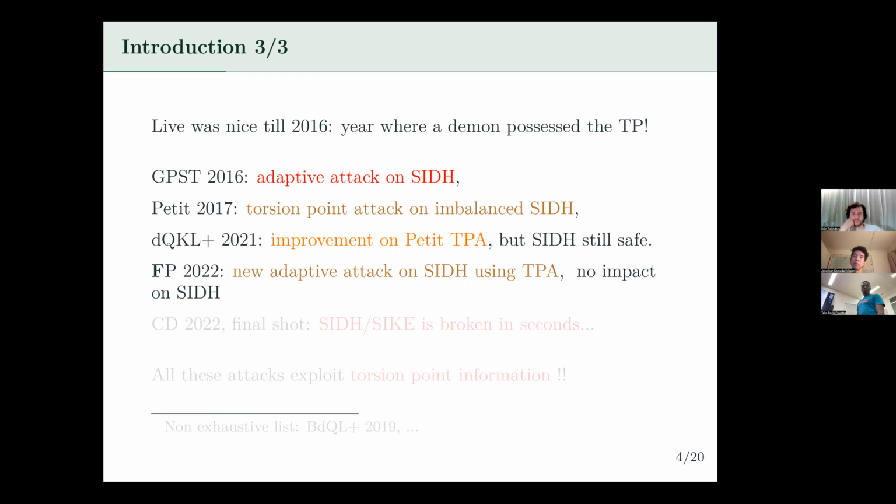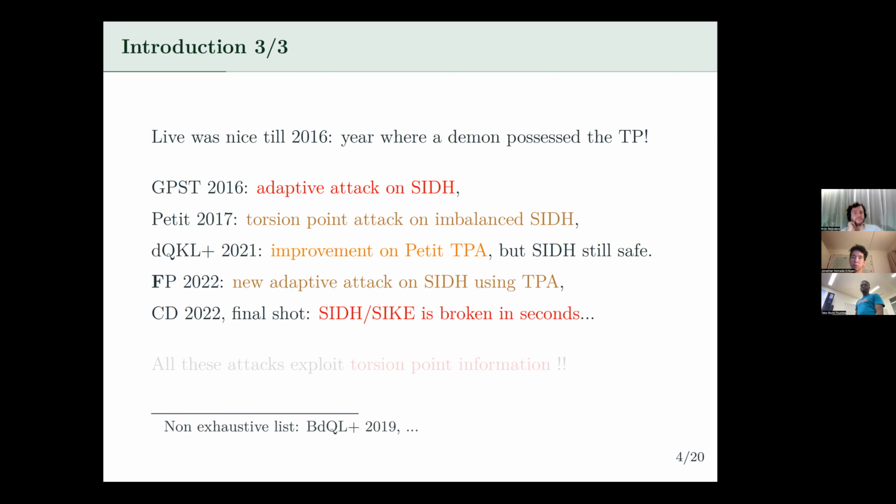parameters. In 2022, Christophe and I suggested a new adaptive attack on SIDH that was using a Petit torsion points attack as a subroutine. Still, it had no impact on SIDH. But in July 2022, we had the final shot, where Castryck and Decru suggested an attack on SIDH, which was using the torsion points images as well, but also required the knowledge of the endomorphism ring.